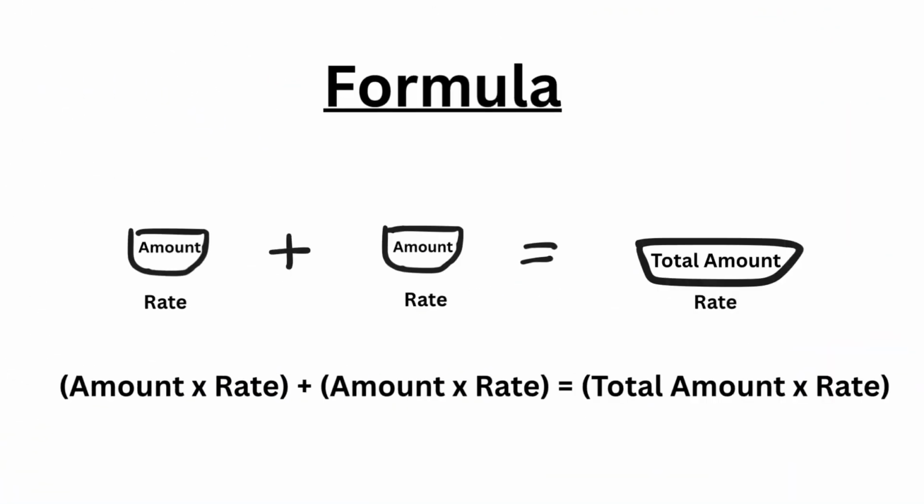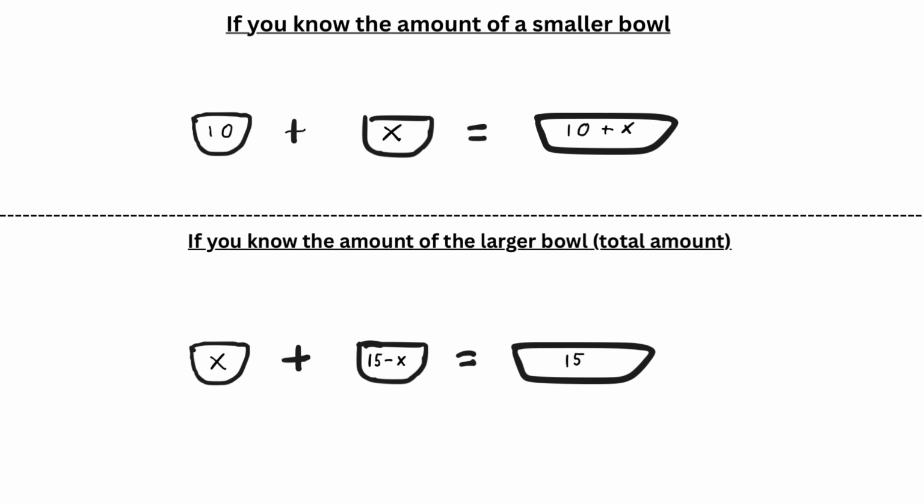This is the basic setup, using a method I like to call the big bowl, little bowl method. If you only know the amount of one of the smaller bowls, you will use the top formula. But if you know the total amount, you will use the bottom formula. Now that we have the info needed, let's apply it to a few problems.